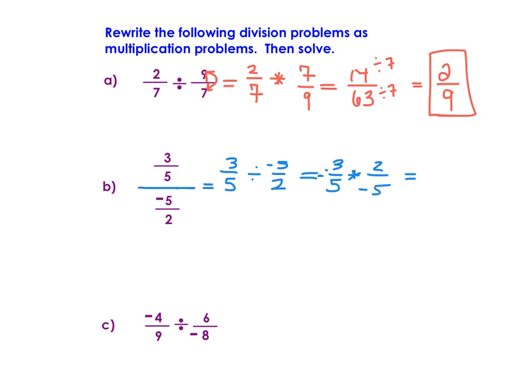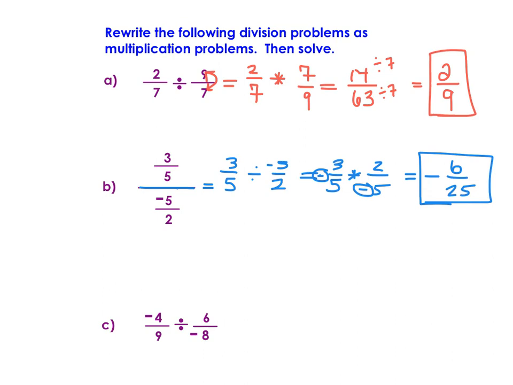Now from here, I'm going to use my rules of multiplication. So I notice I have a positive number times a negative number, so my result is negative. My numerators are 3 times 2, which is 6. My denominators are 5 times 5, which is 25. Those don't have any common factors, so my final answer is -6/25.